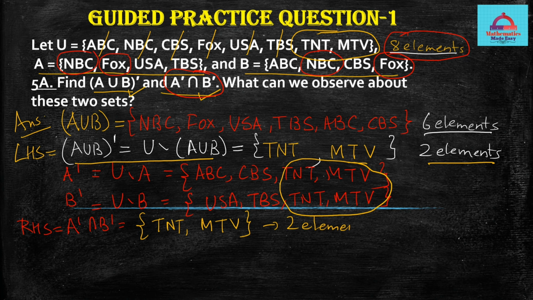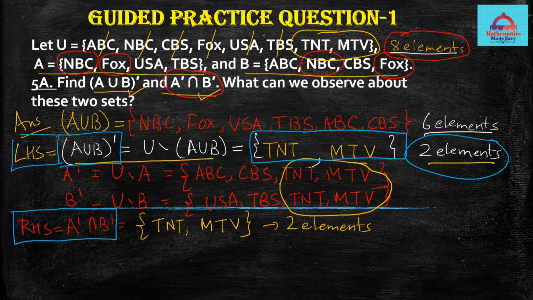So now I want you to make that important observation. Your left hand side, which was A union B complement, has come out to be this set having 2 elements. Your right hand side, which was A complement intersection B complement, has also come out to be the same value. So now we could deduce that these two sets are going to be equal. That's the observation we will make, and so we can now verify and just write that A union B complement is equal to A complement intersection B complement. So we verified the De Morgan law.